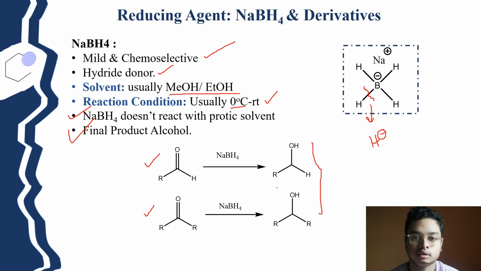Now the corresponding alcohol might be a primary alcohol or a secondary alcohol, and it depends upon the substrate that has reacted with NaBH4. If it reacts with an aldehyde, then the final product will be a primary alcohol, and if it reacts with a ketone, then it will form a secondary alcohol, and this is very obvious. Now let us go deeper into the mechanistic pathway of NaBH4 based reduction.